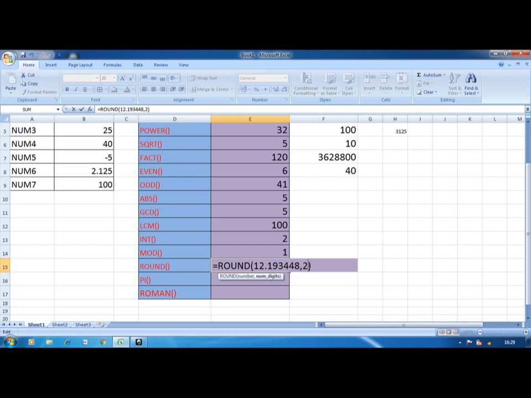Now if I use it as 9 and I will make it as 2. So here what happens? After the decimal point, I have to display only 2 digits. But here there are 6 digits. Here the third digit is less than 5. At that time, it displays 2 digits. It doesn't increase the number. 12.19.